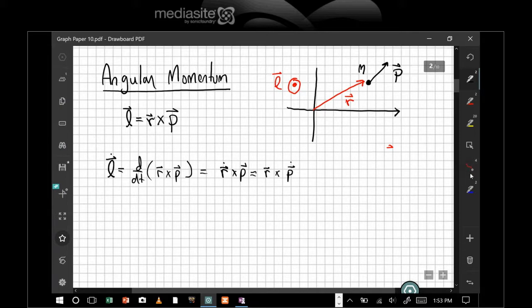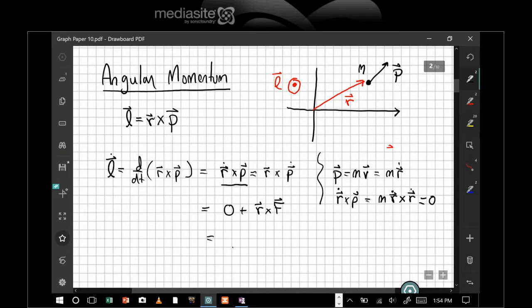Now if you look at this first term here, this term is going to be 0, and the reason is that p is equal to mv, which is equal to m r dot. So the cross product is going to be m r dot cross r dot. Any two vectors that are in the same direction, their cross product is always equal to 0. So I get 0 plus r cross p dot, but p dot is F. So that is a torque. That's the definition of a torque. And so that's the main result for a single particle: the angular momentum of a single particle will be changed if there's a net non-zero torque acting on it.